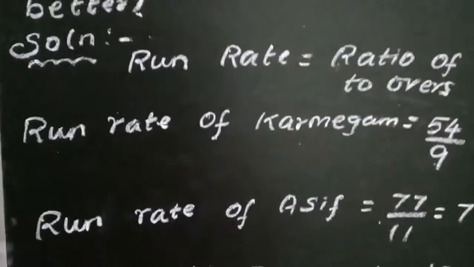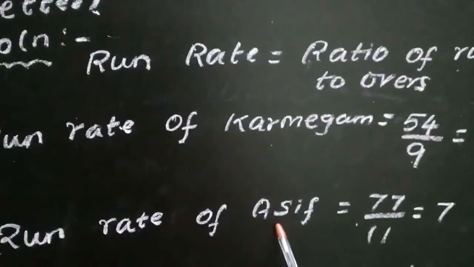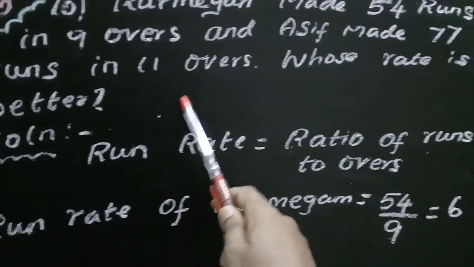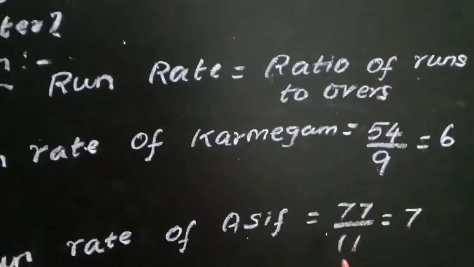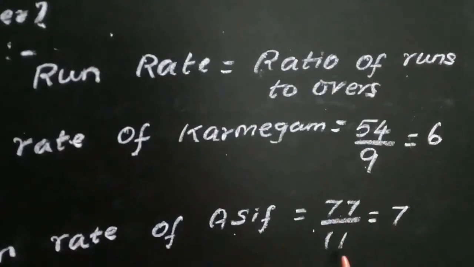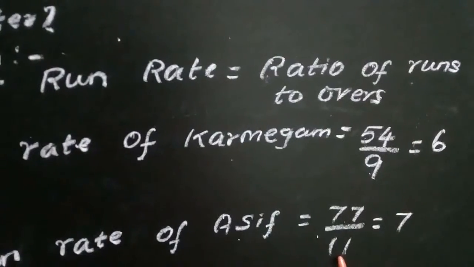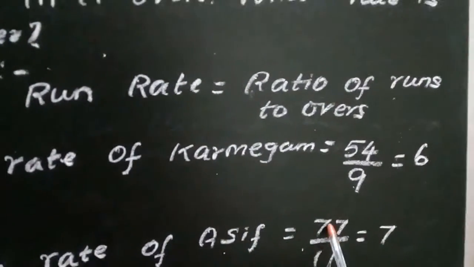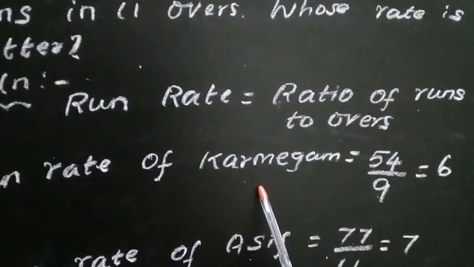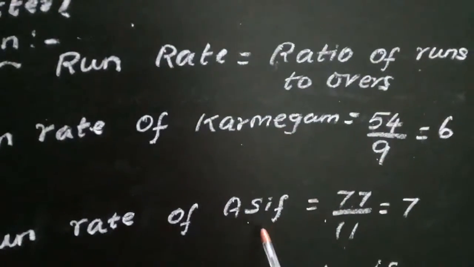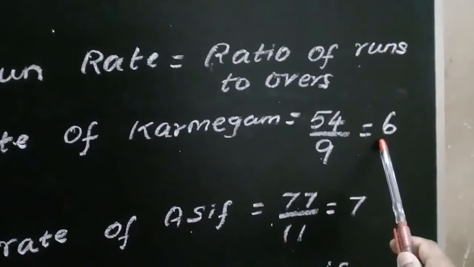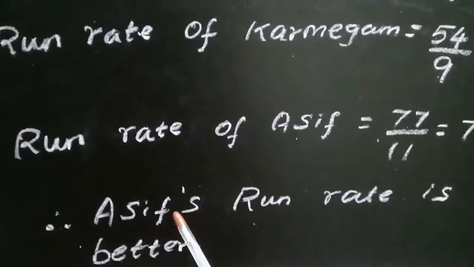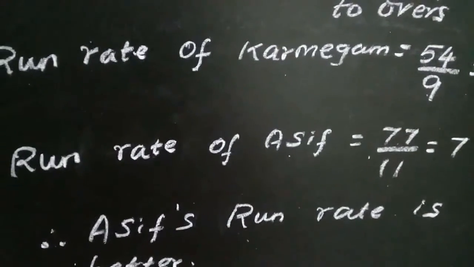Next we have to find the run rate of Ashif. So Ashif's run rate: out of 11 overs he made 77. So 77 divided by 11. So in the 11 table, 77 how many times? 7 times only. 7 11s are 77. So Karmegan's run rate is 6. Ashif's run rate is 7. So which one is better? 6 or 7? So 7 is better. Therefore Ashif's run rate is better.